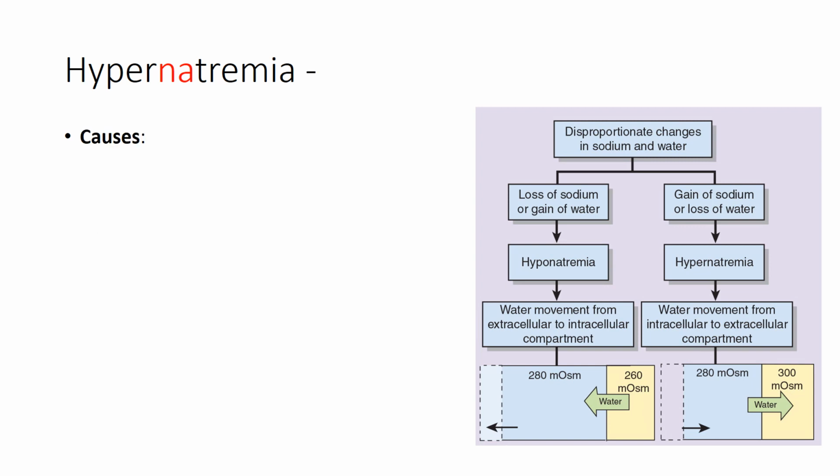So hypernatremia can be caused from excessive sodium. So this could be excessive sodium intake. Either maybe you like chips too much, or you like fast food too much, or you just like processed foods too much. Okay, those all have high sodium content. You could also be admitted to a hospital and receive a hypertonic saline solution. And so your textbook says 3% saline. Well, anything really above 0.9% saline, which is normal saline, is going to be considered hypertonic.